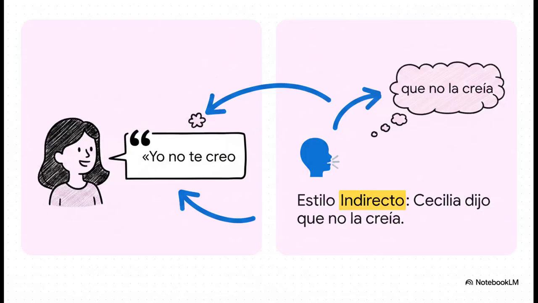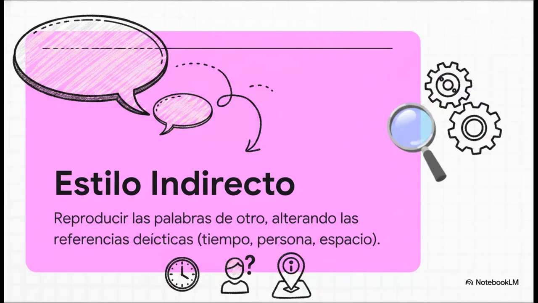Okay, check out the difference here. On the left, you've got Estilo Directo. It's a direct quote, like in a book, with quotation marks. Cecilia said, "I don't believe you." But look at the right. This is where the magic happens. The quotation marks are gone. We've added the little word que, and the pronouns in the verb totally change. She said that she didn't believe her. See the shift?